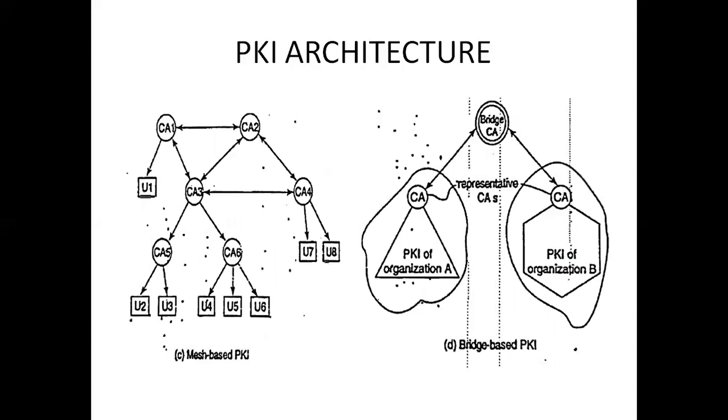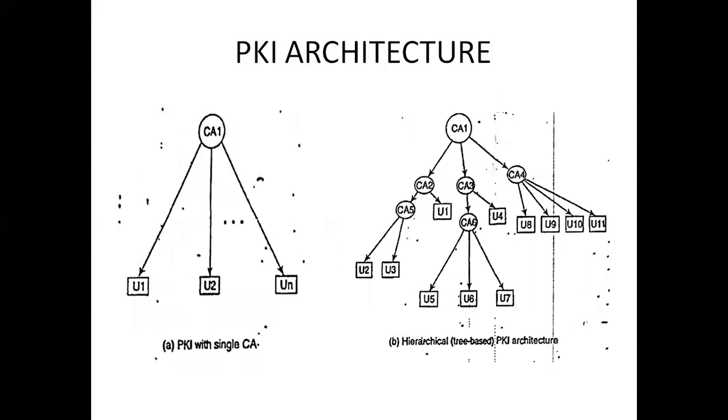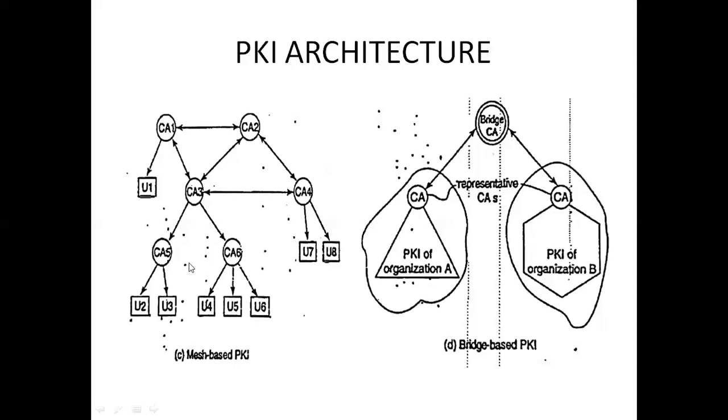Next we are going to see the mesh-based PKI. The mesh-based PKI is a more dense web of trust, which is shown in this figure, 6C, and is referred to as mesh-based PKI. This could include mutually trusting certification authorities, for example CA1 trusting CA2, which is bidirectional. In the hierarchical tree-based PKI architecture, it was unidirectional, but here it is bidirectional. Here it will have two ways, that is bidirectional.